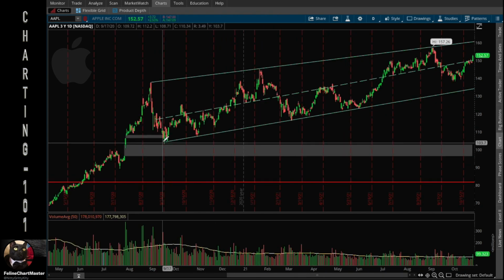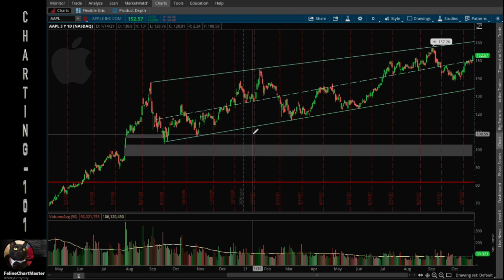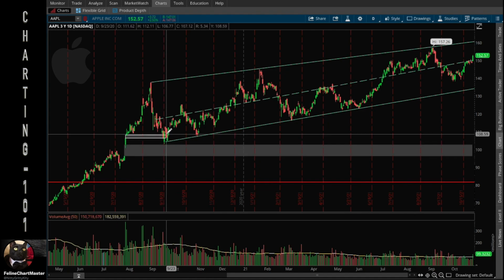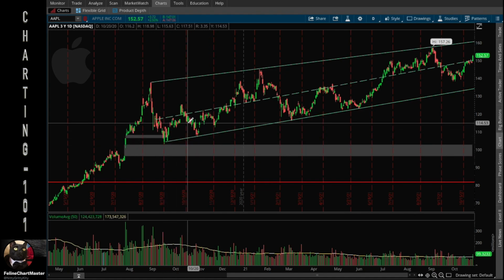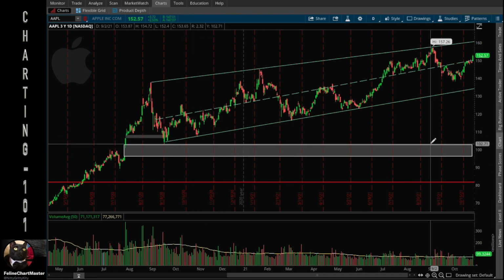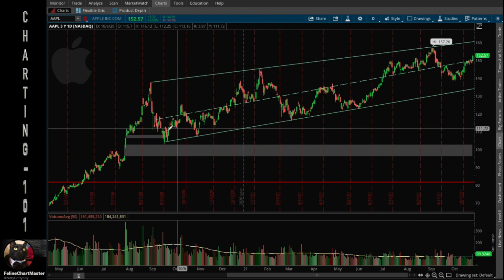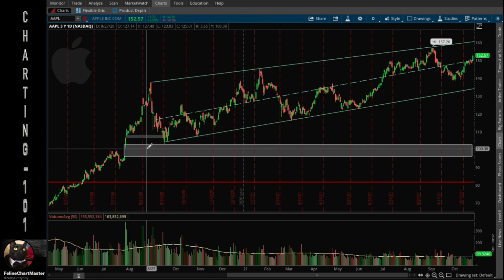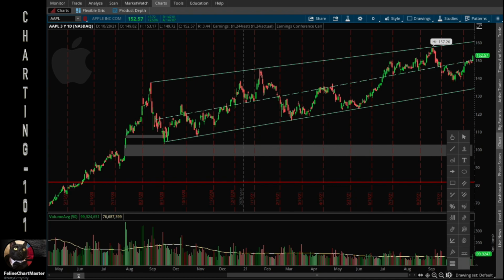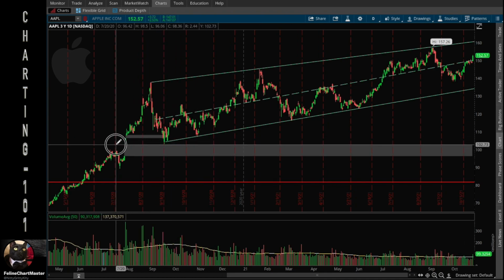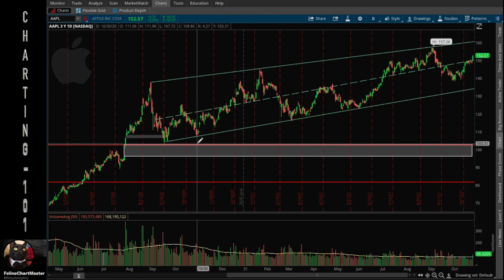So gaps don't always fill, but they are definitely always areas of interest for me. And they do oftentimes act as support without getting filled. So then we had a bounce off that, and we have never come back to that gap level. If that's going to fill, I would be very surprised considering where the price is right now. So gaps can sometimes clue you into where support and resistance is. This one is really just a line of resistance on its own at the top of the gap there.